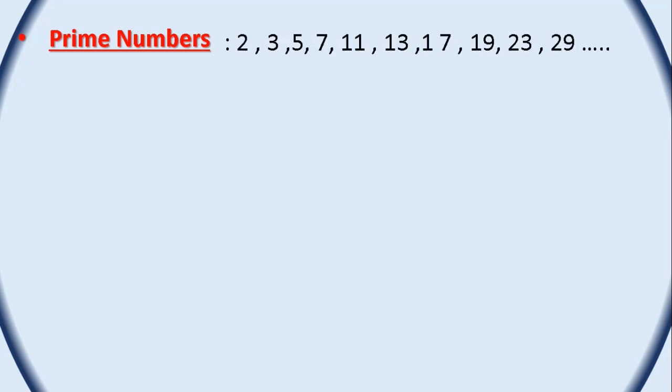At the beginning, do you remember what is meant by a prime number? A prime number is the number that has only two divisors, 1 and itself. Good. Can you list now the first 10 prime numbers? Yes, 2, 3, 5, 7, 11, 13, 17, 19, 23, and 29.